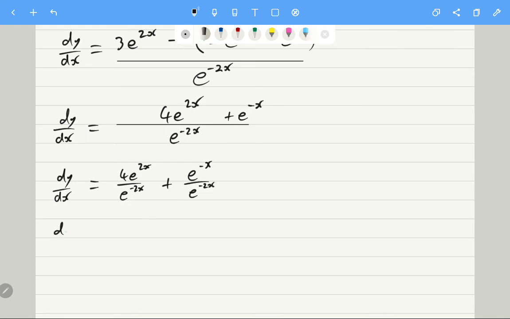Now, which law can we use here? Well, this is division of things with the same base, meaning the e's are the same base. So it's going to become subtraction. So we're going to get 4e to the 2x minus negative 2x, which becomes plus 2x, which is 4x, plus, and then over here we're going to get e to the minus x minus minus 2x. Once again, subtract them. And in this case, minus minus becomes positive, so this is just e to the x. And so we get, as the final answer to what was the derivative of that original function, just 4e to the 4x plus e to the x.